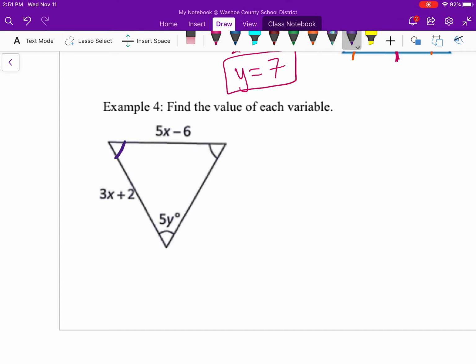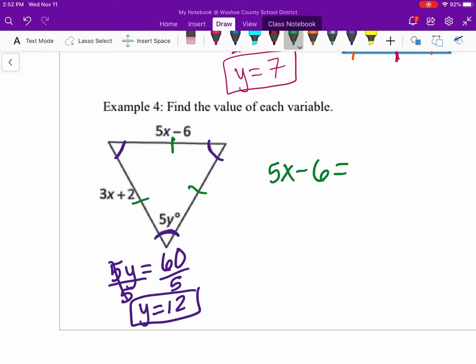So in this case, I have 3 equal angles. And again, when all my angles are the same, that means they're each 60 degrees. So to solve for y this time, I'm going to set 5y equal to 60. I'm going to divide both sides by 5 and get y equals 12 here. And then for my sides, if I have 3 equal angles, I also have 3 equal sides. So in this case, I can set my sides equal to each other and then solve for x.